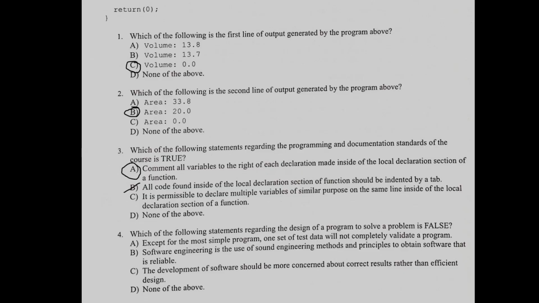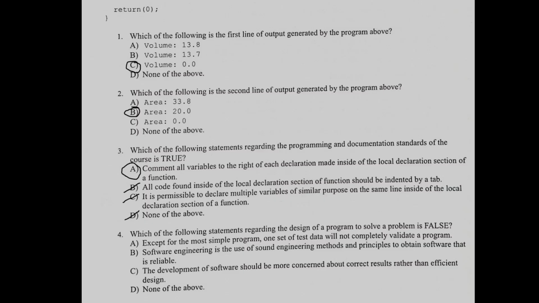C. It is permissible to declare multiple variables of similar purposes on the same line inside of the local declaration section of a function. That is not permissible by this class. Every variable has to be on its own line, so it's also false, and D is false.